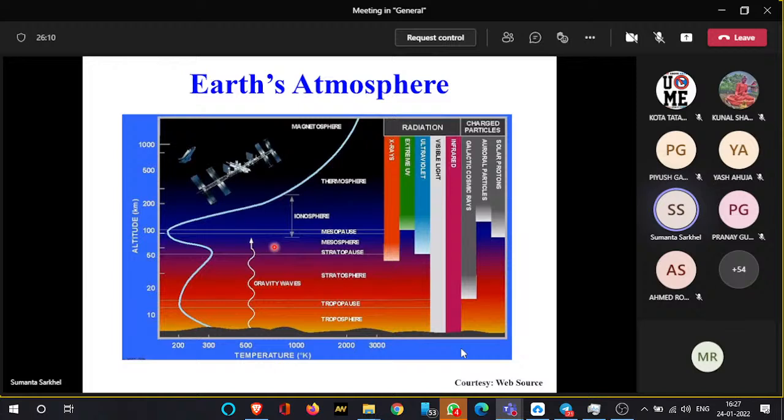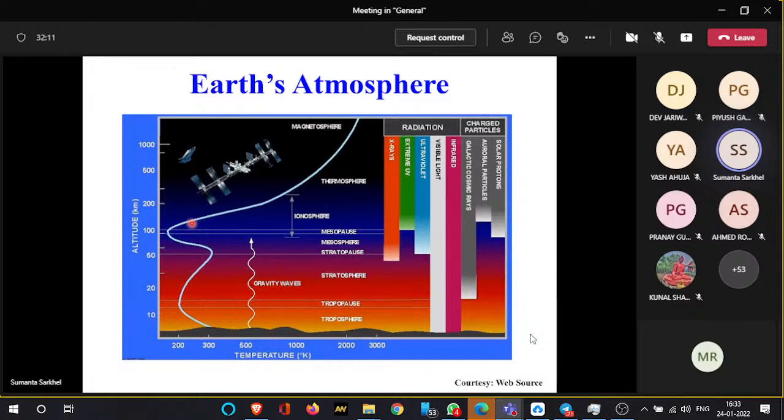So the gamma ray, X-ray, and extreme ultraviolet are all getting absorbed in the thermospheric region, and they are utilized either to break or dissociate the molecules, or the molecules get ionized. And part of the energy is also utilized to enhance the kinetic energy of these molecules and atoms. So that is the reason you see the temperature also increasing.